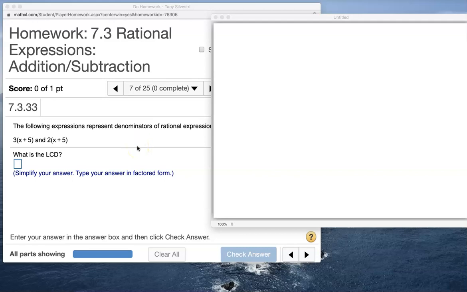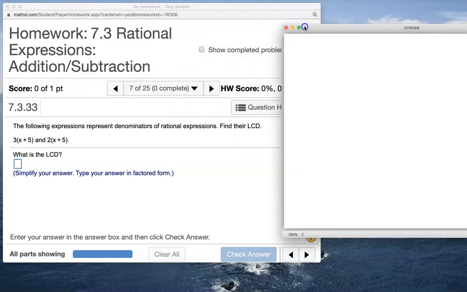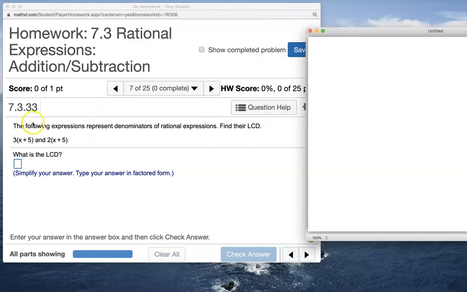Welcome to the second video in the, I believe, 3 videos that I'm going to shoot for section 7.3. Now, we did the first 6 questions, and the first 6 questions weren't all that bad because all the denominators had the same denominator. And so that was relatively easy to perform those calculations.